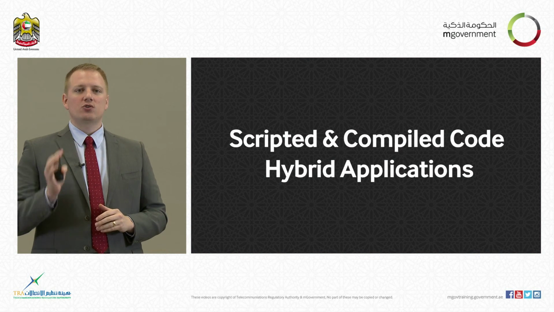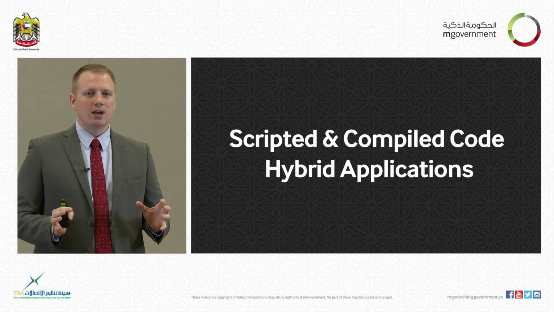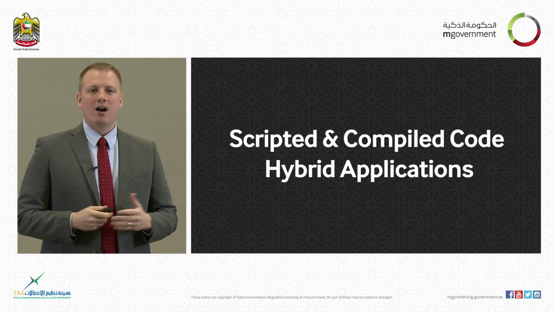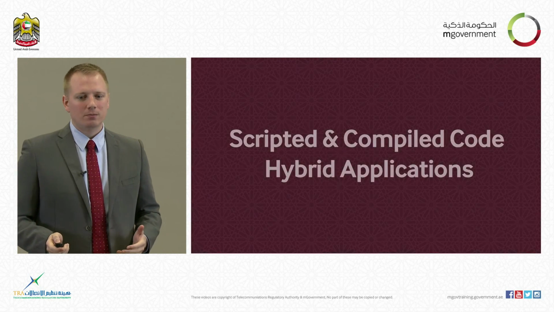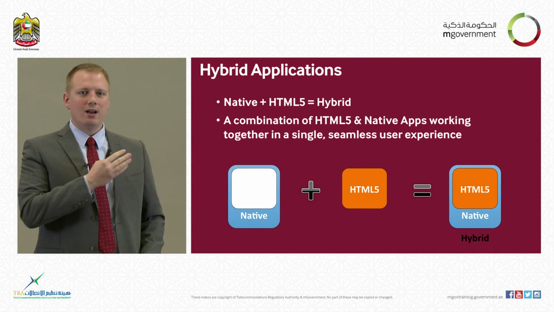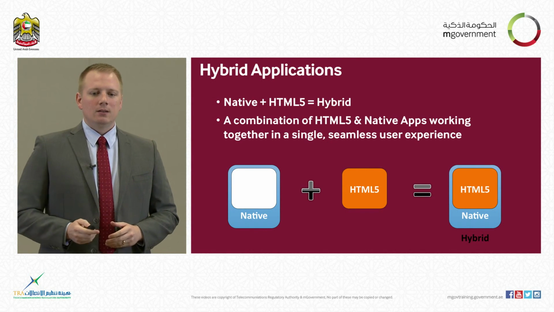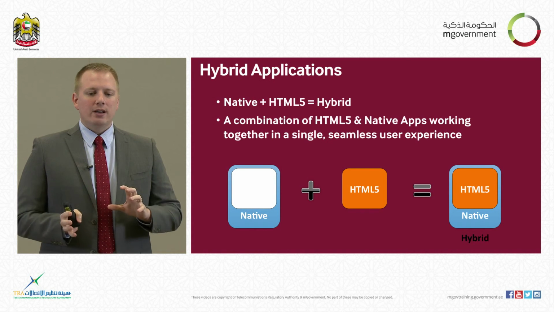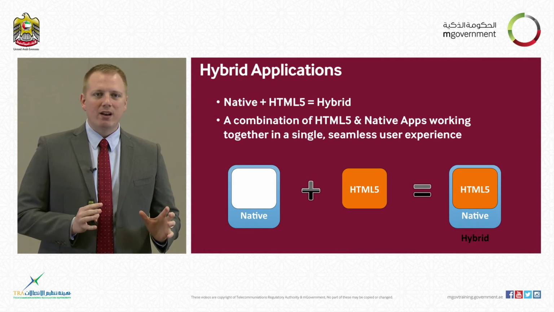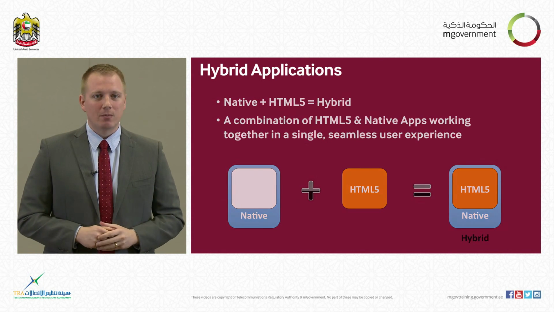So we have scripted and compiled languages and the two different segments within them. Now let's talk about combining these two together into our hybrid application. Simply put, native plus HTML5 equals a hybrid application. Now, with hybrid applications, every single language, every single benefit and risk that we just talked about is something that you are going to have to keep in mind.